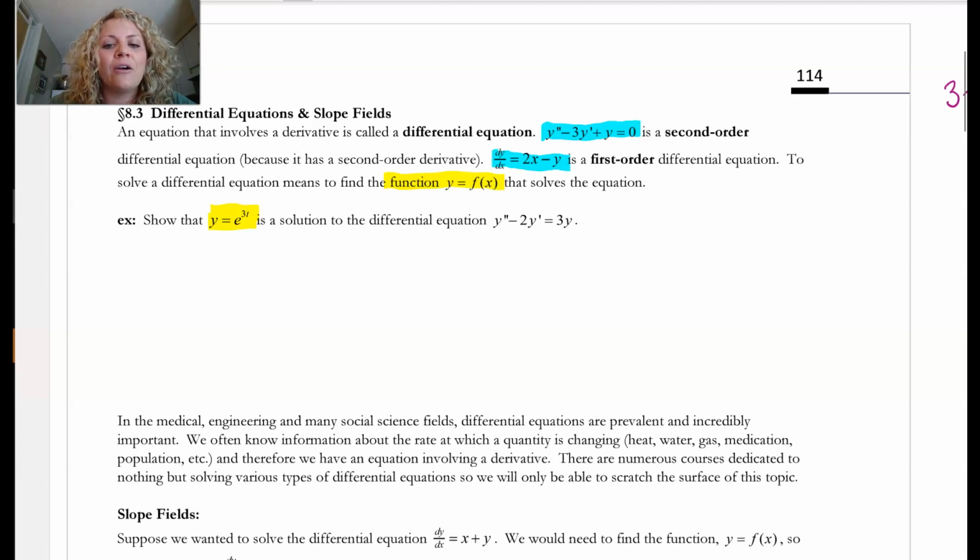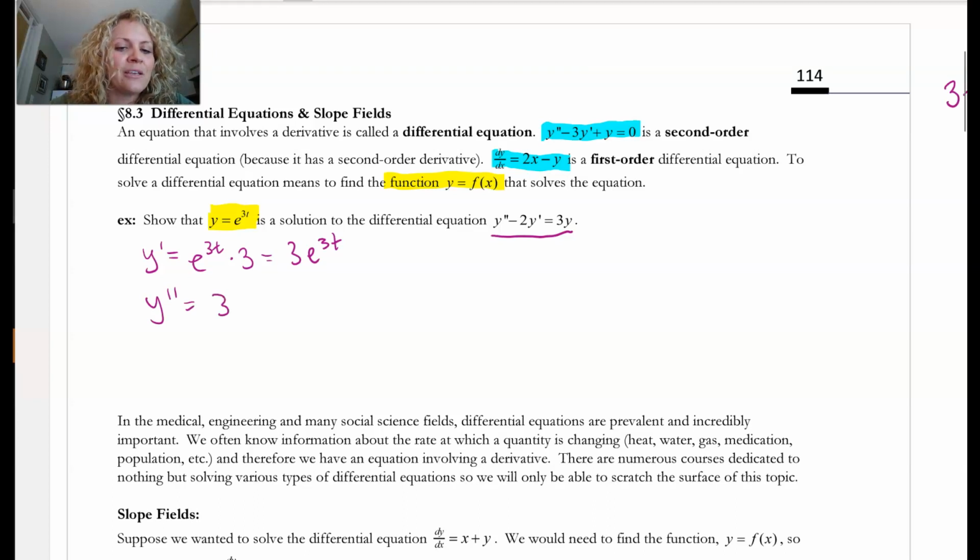If we look at the equation we're working with, we already know what y is, but we need the first and second derivatives of y. So let's find those real fast. For y prime, I'm just going to use the chain rule. So e to the junk times the derivative of the junk, and that is 3e to the 3t. Then for my second derivative, I can just take the derivative of that. Still just the chain rule. So 3e to the 3t times the derivative of the junk, which is 3. So we get 9e to the 3t.